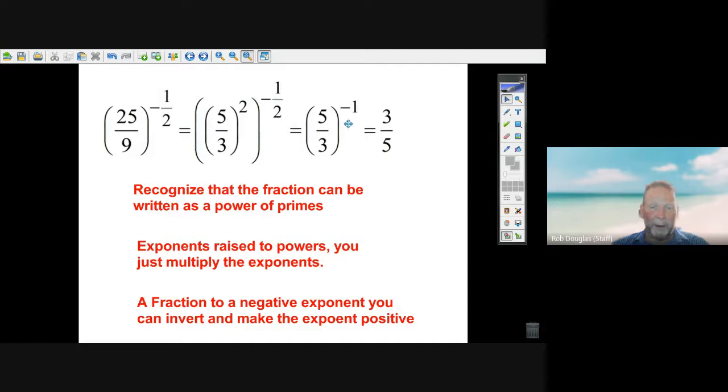Now the last part, if you see a negative exponent, you know that x to the negative 1 means 1 over x. So you can actually just invert this fraction. And instead of being 5 over 3, the negative makes it invert. And it's only to the first power, so it stays 3 over 5. If it was negative 2, it'd be 3 over 5 squared in a bracket like that.